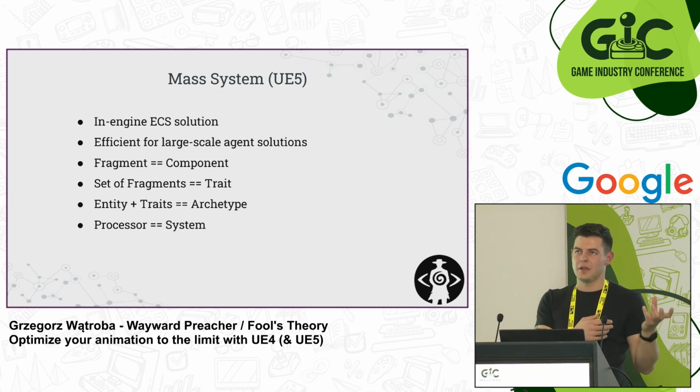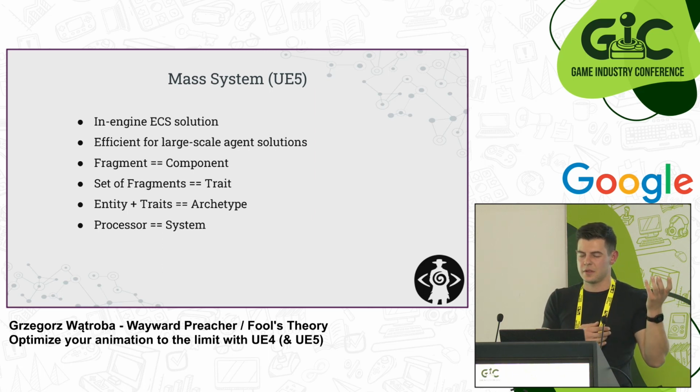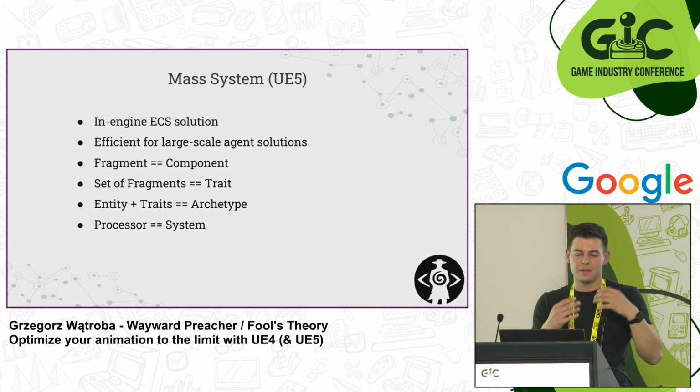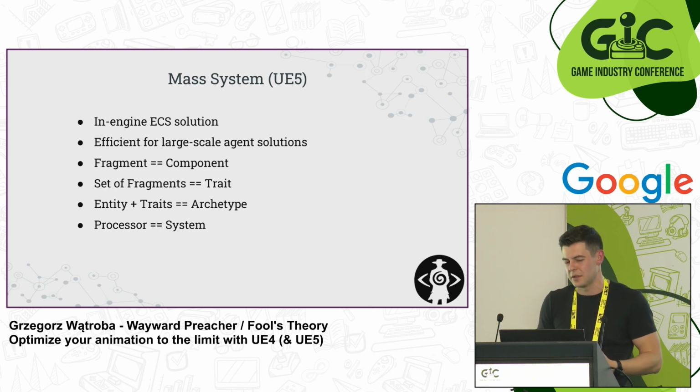means differently, has different meaning within the theoretical assumptions of this design pattern. And it differs from the meaning of the component within the Unreal Engine. That's why they changed the nomenclature a bit. So fragment is a component, set of fragments is a trait, and entity with trait is an archetype. And instead of system, because they have, for example, subsystem solution, they named it processor.